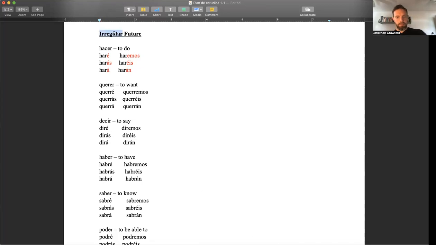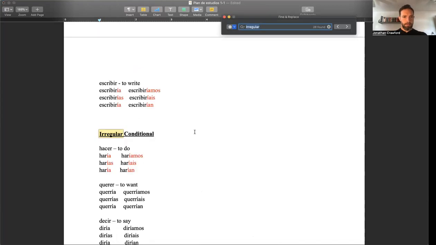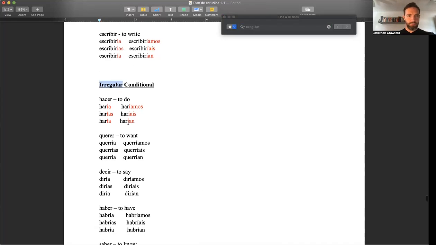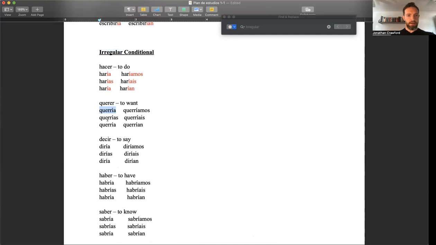So now we're doing it with the conditional. We say haría, harías, haría, or querría, querrías, querría. So that means I would want, you would want, he or she would want, or possibly usted. Querríamos, we would want. Querríais, you guys would want. Querrían, they would want, or you guys would want, depending on if it's ellos or ellas or ustedes, right?